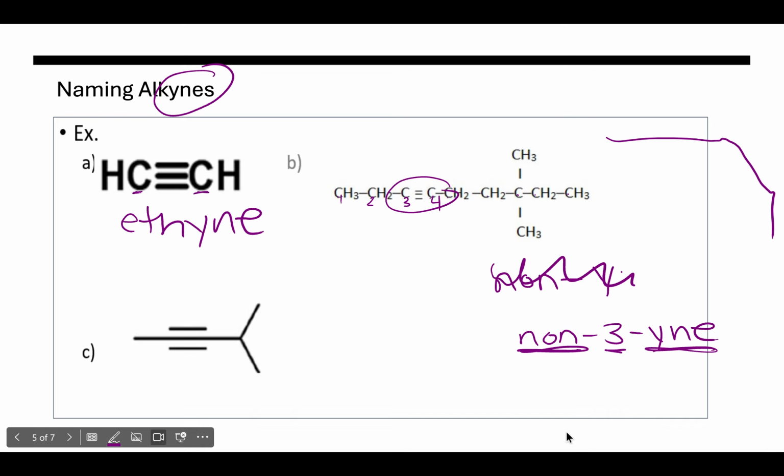Now, before we're done, we also have to name those side groups, and there are 2 methyl groups, and again, it's just by chance they happen to be methyl. It could be ethyl, butyl, any other side groups that are on your main chain. And 5, 6, 7, 8, and they're on carbon 7. So we would write 7,7-dimethylnon-3-yne. And now that last example, number 3, we have this line diagram.